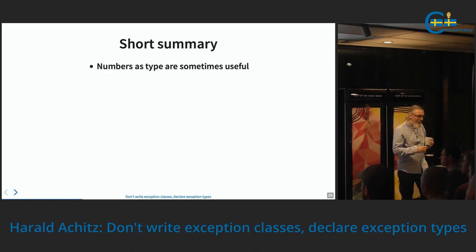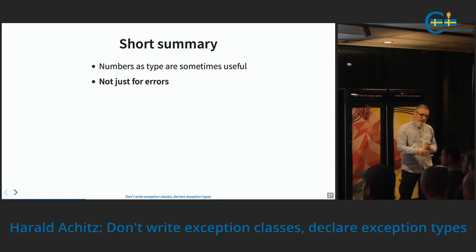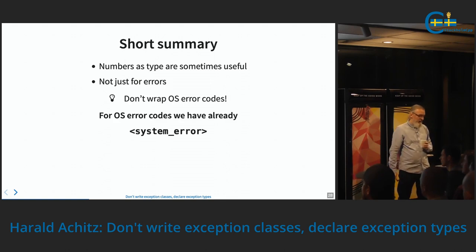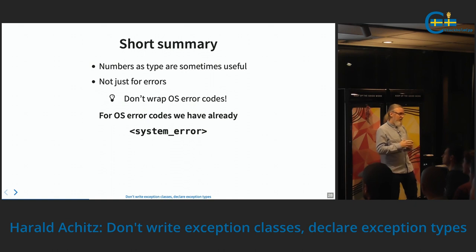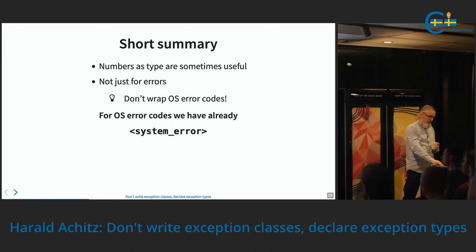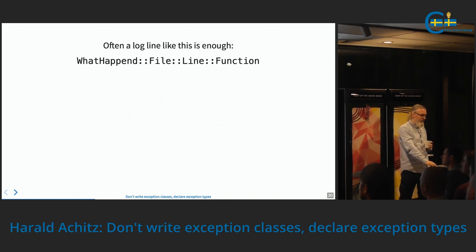So numbers as types are sometimes useful, not just for exception handling. Hardware addresses, whatever. So not just for errors. And you don't need to go home and write enum classes. There is a system error header, which actually has these enum definitions. And it defines also other stuff. We maybe come a little bit to this. So use this if you want to use system error codes in your type. So let's look at something different.